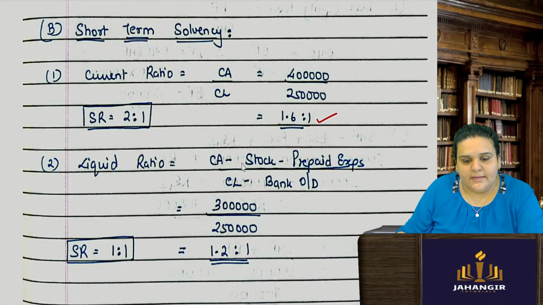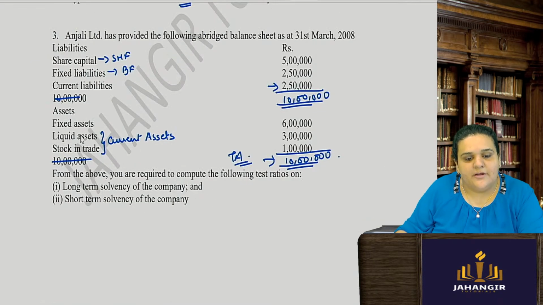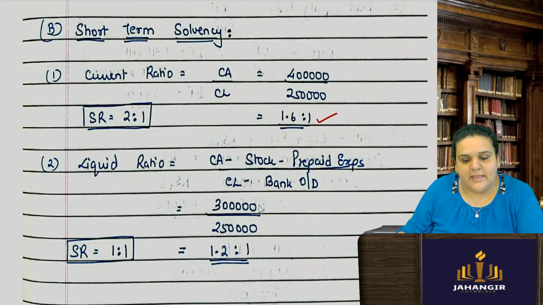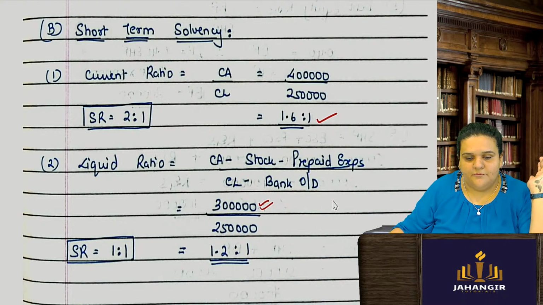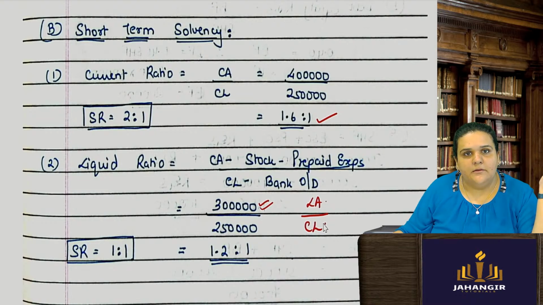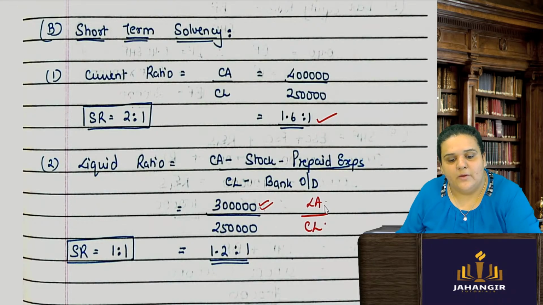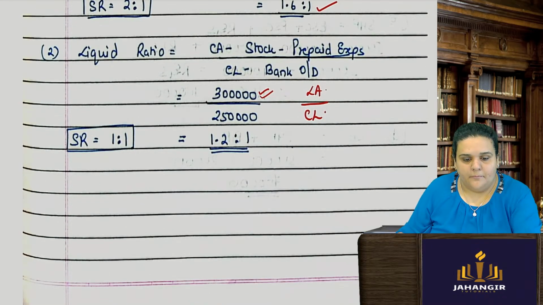Liquid ratio will be current assets minus stock minus prepaid expenses. So liquid assets is already in fact given to me. You don't even need to do that. Liquid assets will stay as 3 lakhs and current liabilities only. There is nothing like bank OD or something. So divide that by current liabilities. So this is liquid assets upon current liabilities for this particular sum. Right? There is no bank OD, no? And liquid assets they have already given me in my sum also. So here 1.2 is to 1. Okay.